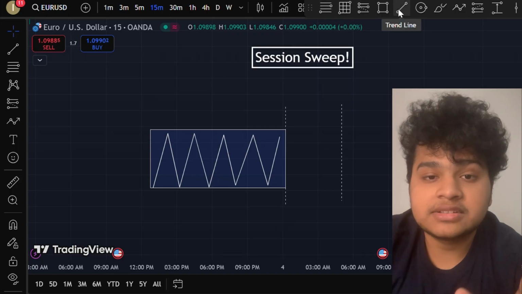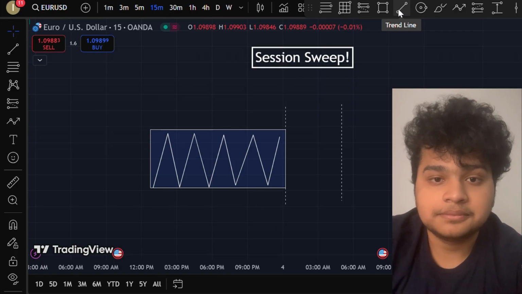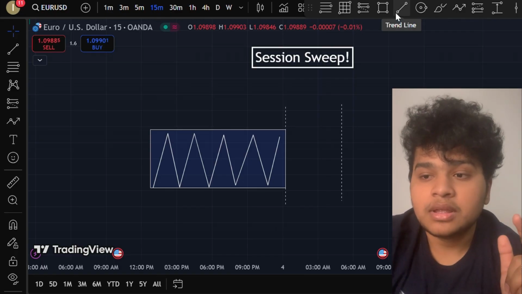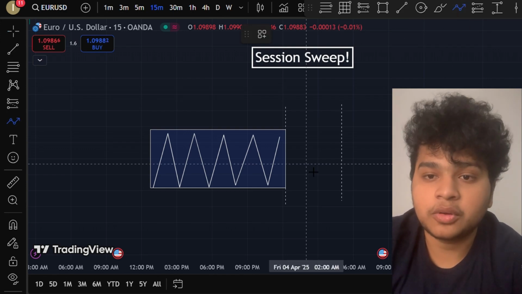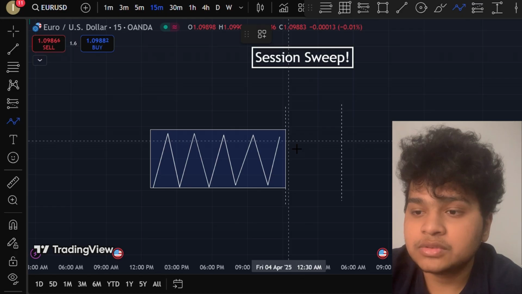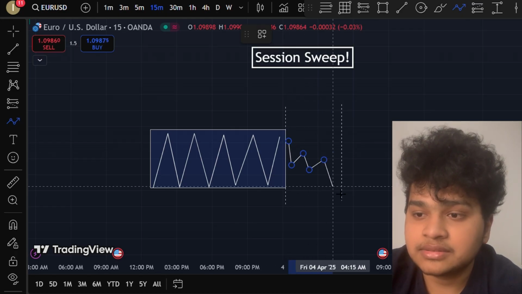And yes, a bonus tip: make sure you mark the highs and lows of the Asian session, highs and lows of the day, like previous day high, previous day low, Asian high, Asian low. This would be really important. So let's suppose in this gap market ranges like this.